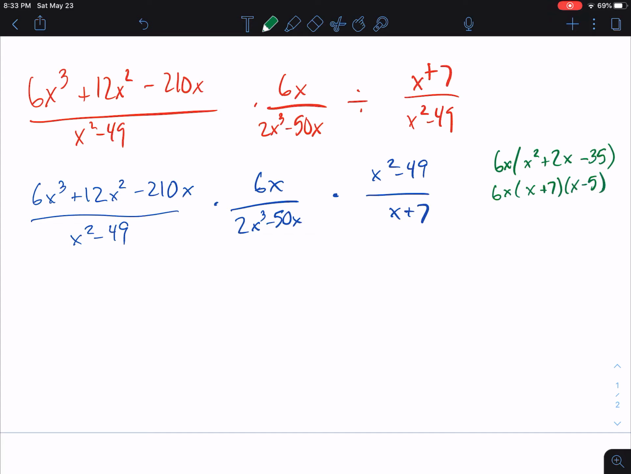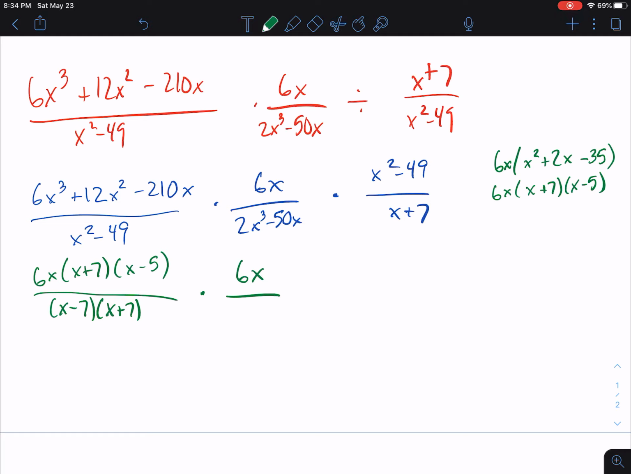For those of you asking where I'm getting that from, go back to the videos on the AM method if you need them. So up top we get 6x, x plus 7, and x minus 5. On the bottom we just have difference of two perfect squares, so we're going to get x minus 7 and x plus 7. On the top we can't do anything, that's 6x.